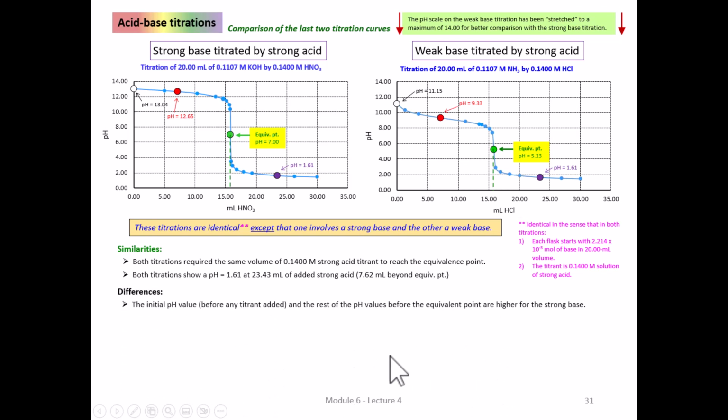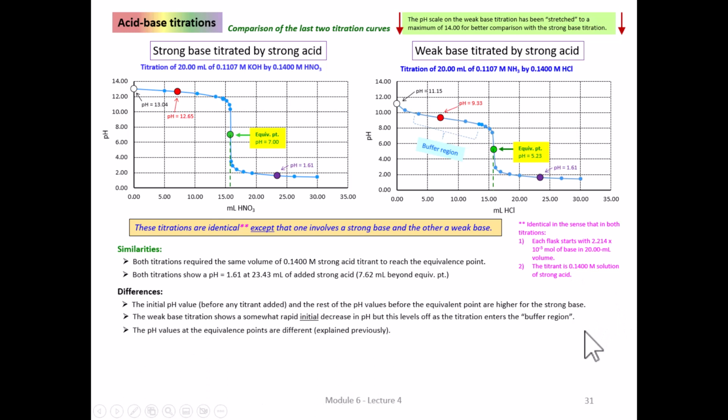So what are some differences? The initial pH value and the rest of the pH values before the equivalence point are higher for the strong base. That makes sense. The weak base titration shows a somewhat rapid initial decrease, but then that change levels off in what we call the buffer region. The pH values at the equivalence point are different. That's, of course, been explained several times previously.